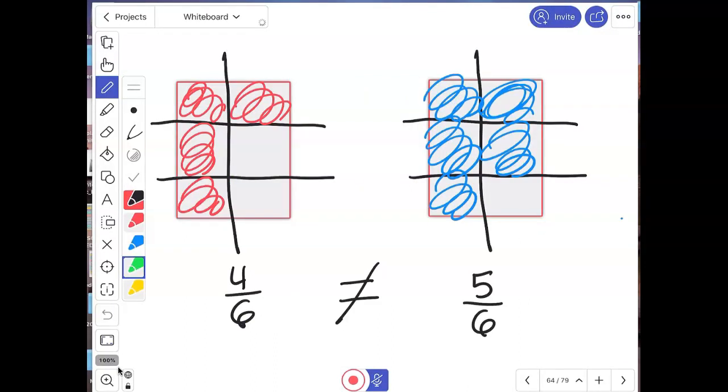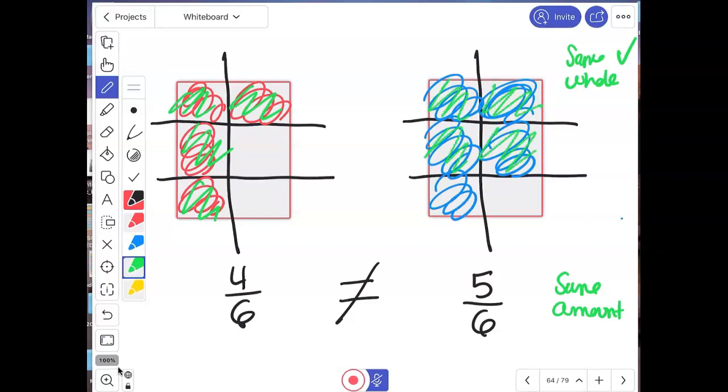Okay, let's look at these. 2 questions, same whole, same amount. Okay, let's look. Same rectangle, so that's right. Is the same amount shaded? Well, over here I've got 1, 2, 3, 4. And over here I have 1, 2, 3, 4, 5. This one has a piece that the other one doesn't have, doesn't it? So they are not equivalent. So they can't be considered equivalent.